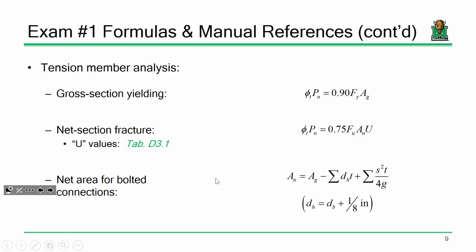For tension members, we've got gross section yielding, so phi Pn is 0.9 Fy Ag. We've got net section fracture. Phi Pn is 0.75 Fu times the net area times your shear lag factors, your U values. Now your net area for your bolted connections is your gross area. You subtract out any area loss due to bolt holes, which is the diameter of the hole times the thickness. The diameter of the hole is found by taking the bolt and adding 1/8 of an inch. And then you add any relative stagger factors, s squared t over 4g.